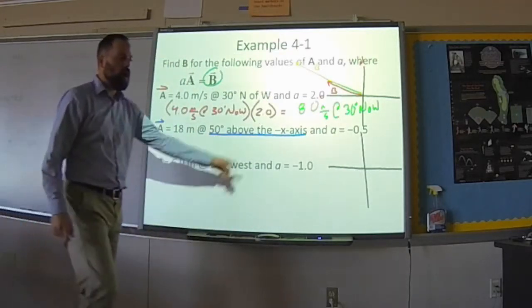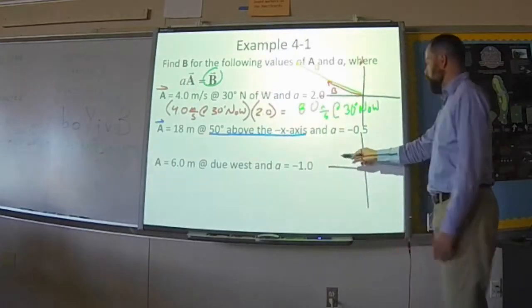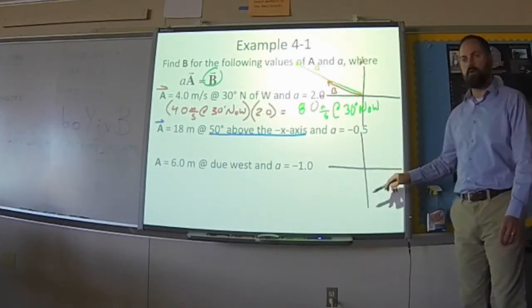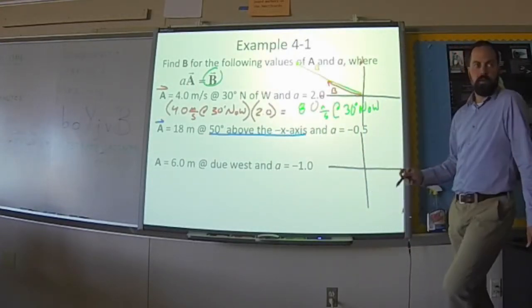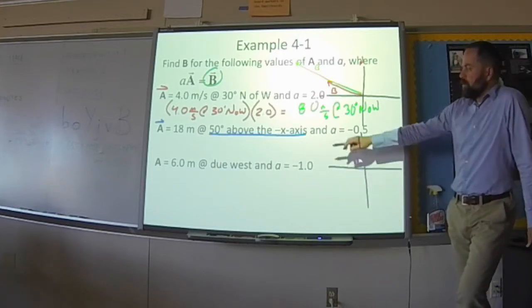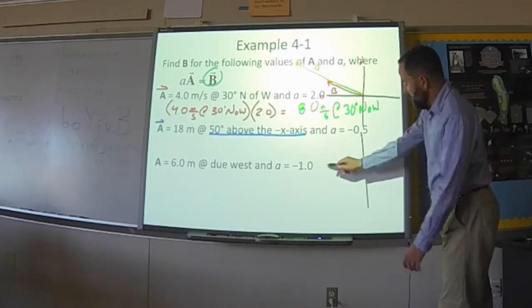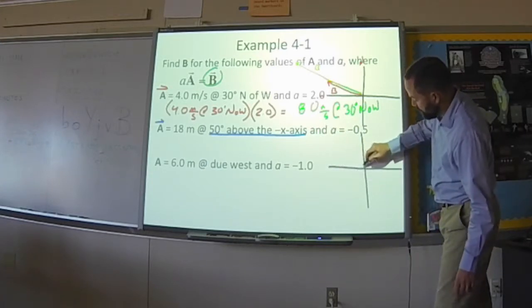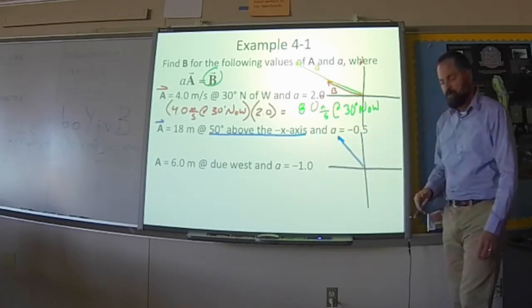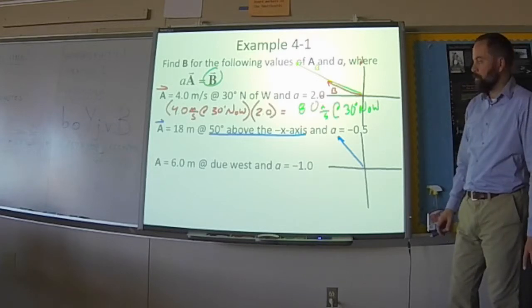Where would that be? Which quadrant would that be right here? 1, 2, 3, or 4? Which quadrant would that be in? What do you think, Mackenzie? What's that? 1. You got it right here, right? So 50 degrees, here's the negative x-axis, and 50 degrees above is a little more than 45 degrees, right?